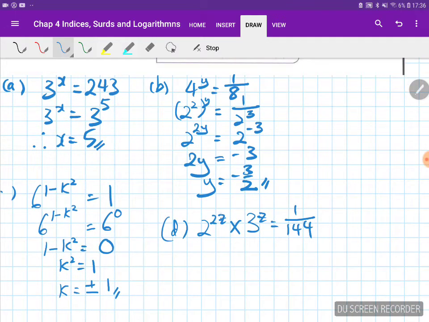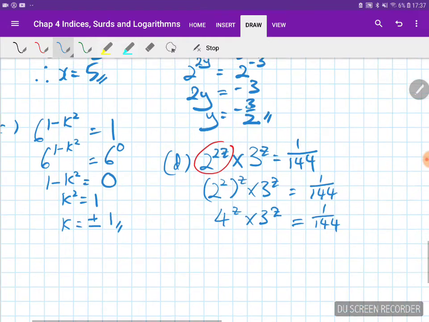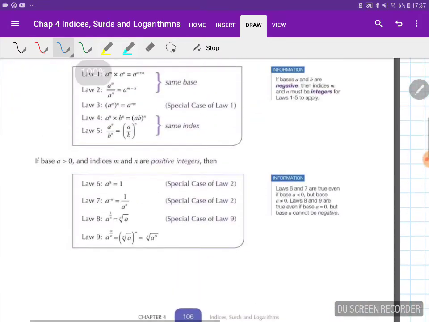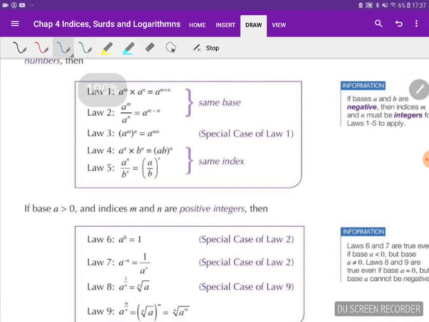Let's do something to the 2 to the power 2z. The 2 to the power 2z is the same as writing it as 2 square to the power z, isn't it? 2 square, we know that is 4. So we have 4 to the power z times 3 to the power z. You can go back to this law here. The bases A and B are different, but the index is the same. A to the power n times B to the power n is AB bracket to the power n.